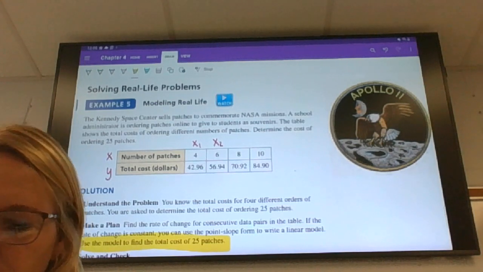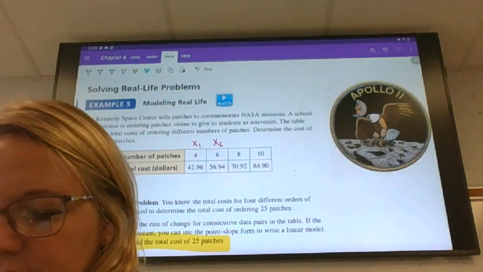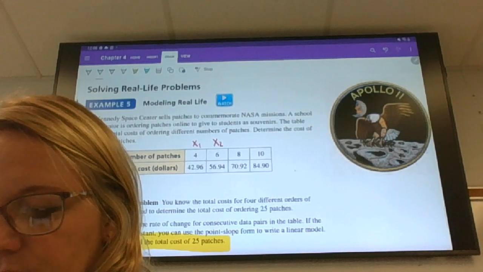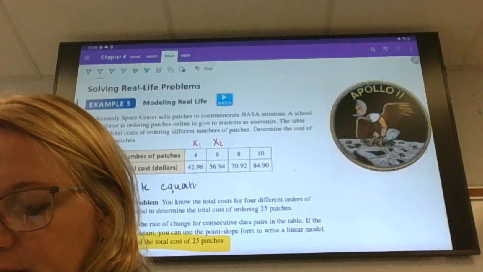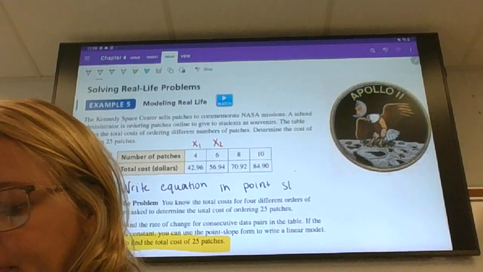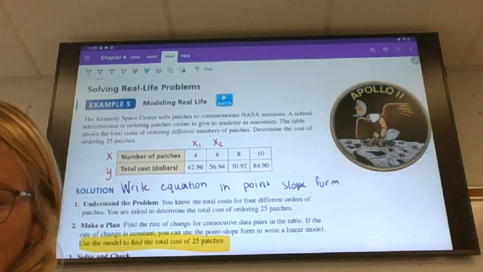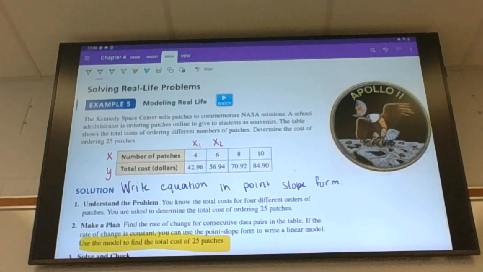Okay. They're not really giving you enough directions here. We're going to write an equation in slope-intercept form. Actually, let's start with point slope. Okay, Madison. What do we need to write an equation in point slope form? What information is important?